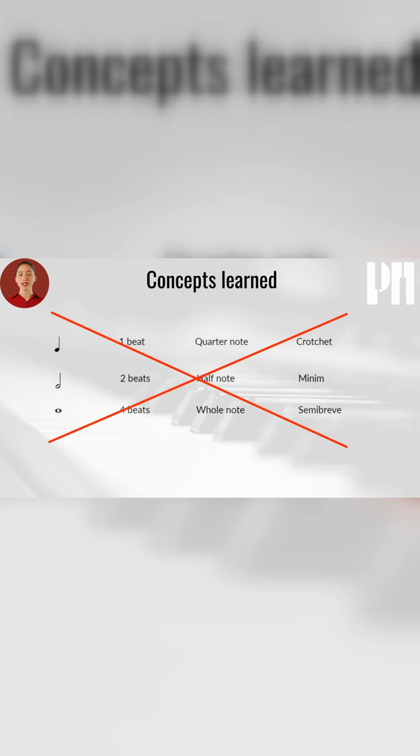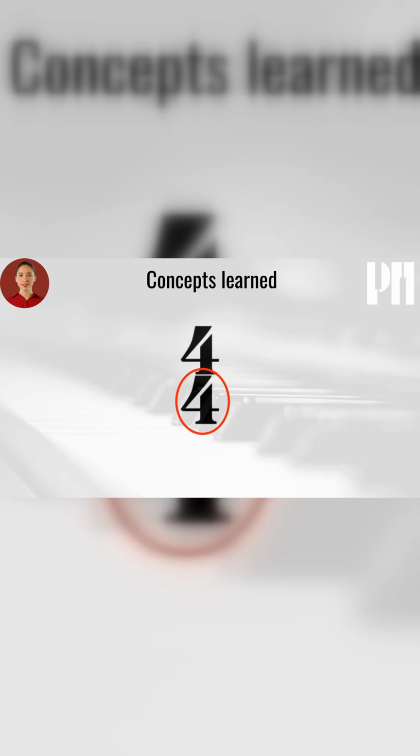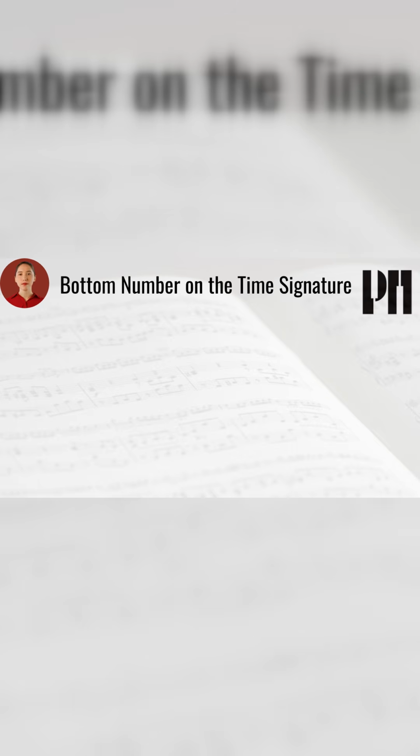However, these values are not always fixed. The value of each note depends on the number placed at the bottom of the time signature. This number determines which type of note represents 1 beat. We intentionally waited before introducing this concept because it can sometimes be confusing for beginner students. Let us now see how the bottom number of the time signature determines which type of note equals 1 beat.